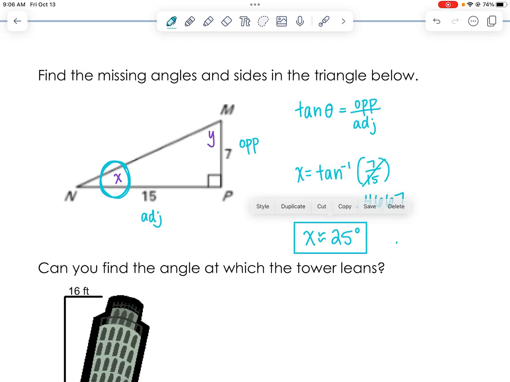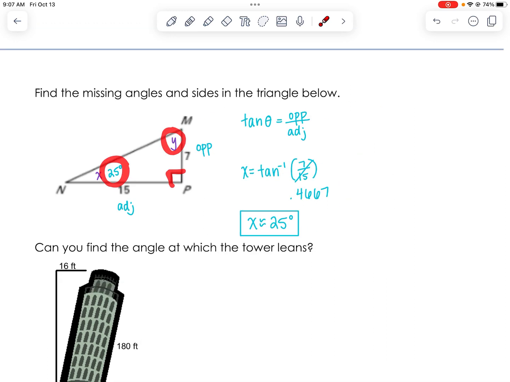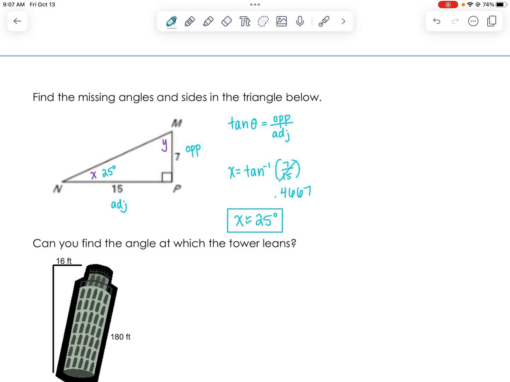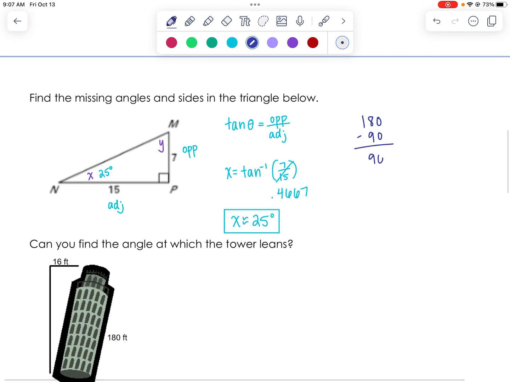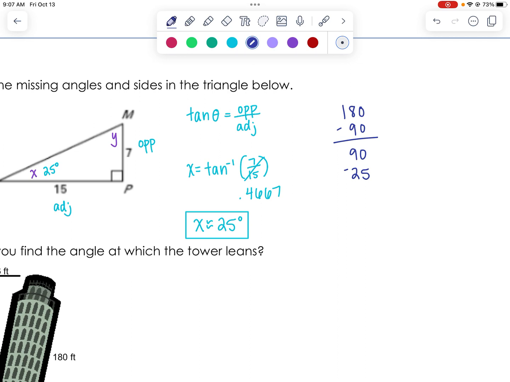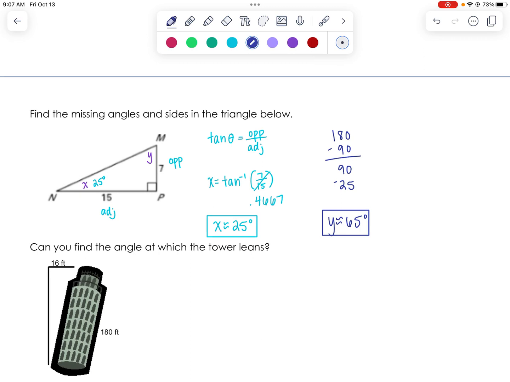Now, once I know that angle, I can do what we've learned before. If I now know that X is 25 degrees, and I know that this is 90, and I'm missing one angle from that, all I would need to do is subtract from 180. So that's how I'm going to find Y. If I have 90 and 25, I just take those away from 180, so 180 minus 90 is 90, and then I'm going to take away 25, then that leaves me with 65 degrees. So Y is about 65 degrees. And I'm using that squiggle, that approximately, because I rounded the first time, so this would be rounding again. Okay, I found the angles.